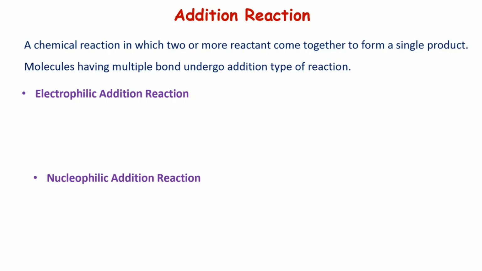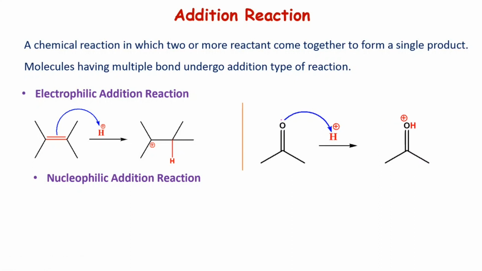Now we will see examples of electrophilic addition reaction. You can see here the example of electrophilic addition reaction in which an alkene is treated with a mineral acid or any organic acid, which shows the electrophilic addition type of reaction. In this reaction, a ketone is treated with acid, which shows an electrophilic type of addition reaction.